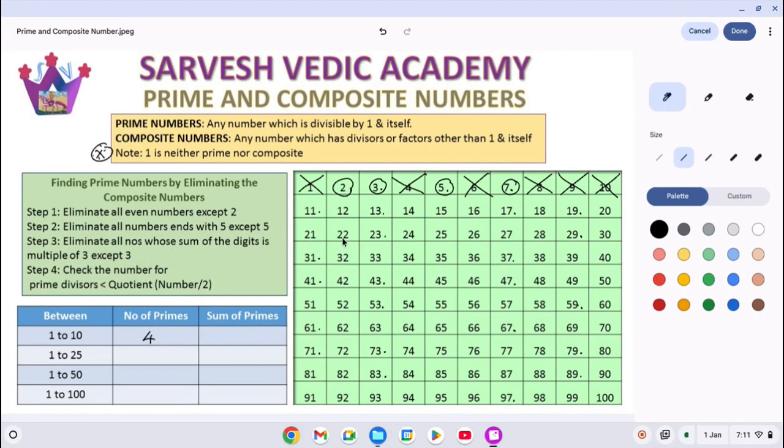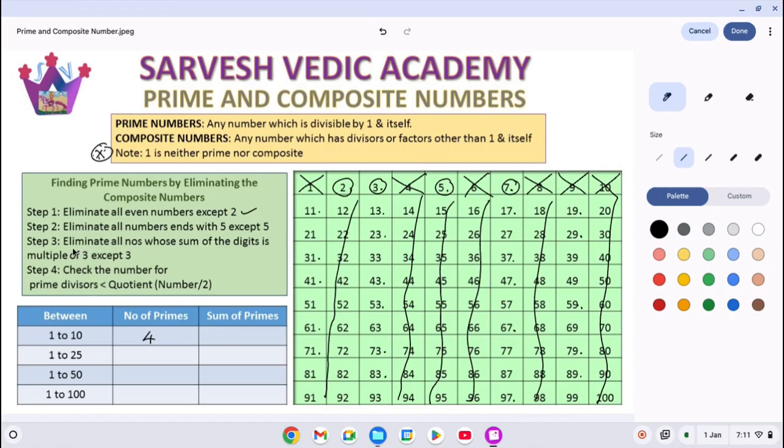At a stretch, we can check the multiples of 2. So we have to eliminate all the even numbers. If we eliminate all the even numbers, we can eliminate nearly 50% of the numbers. Then what is the next step? We have to eliminate all the numbers ending with 5, to avoid the multiples of 5.